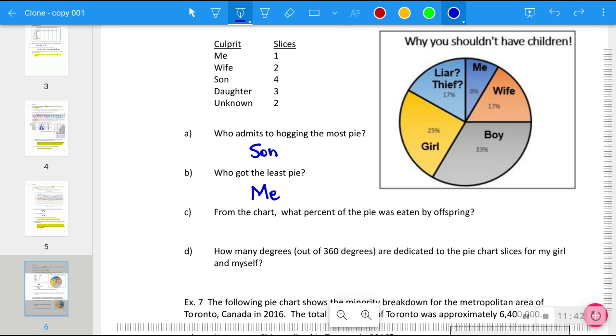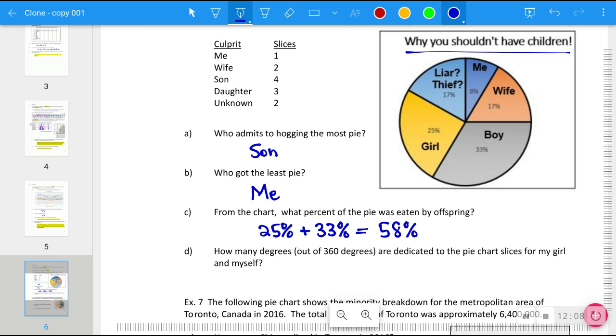From the chart, what percent of pie was eaten by my offspring? Well, my girl had 25%, and my son had 33%, at least very close to that. We're approximating a little bit here, which is 58% of the pie was eaten by children of mine. Oh my gosh. Yeah, why you shouldn't have children.